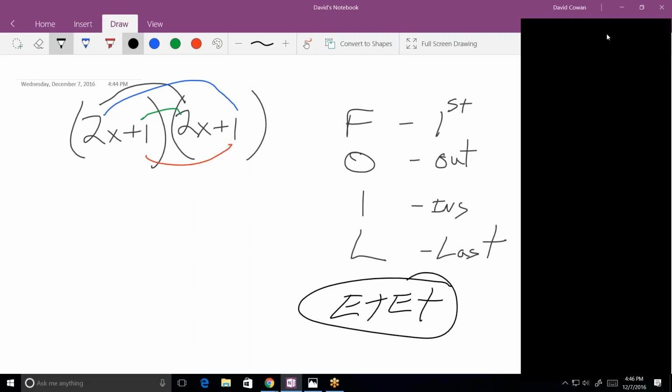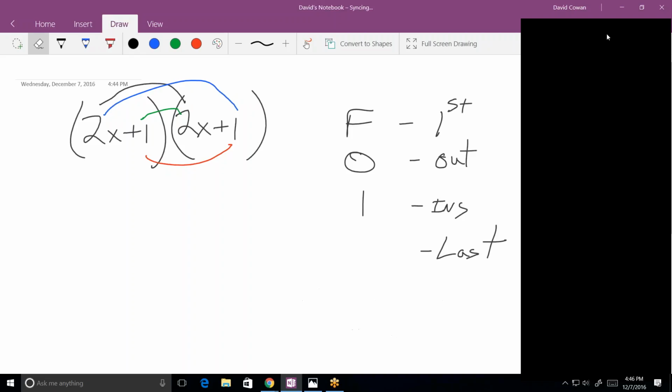ET, ET means every term by every term. So if I have 3 terms times another expression that has 3 terms in it, I'm doing every term by every term. You know what I mean by that? Okay. So let's get an answer here. Let's erase FOIL. I'm not anxious for you to know FOIL, but in case you ever heard it.